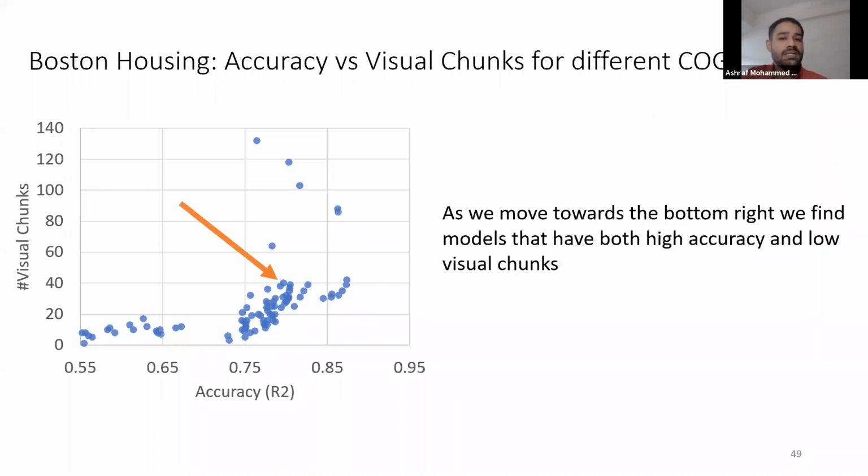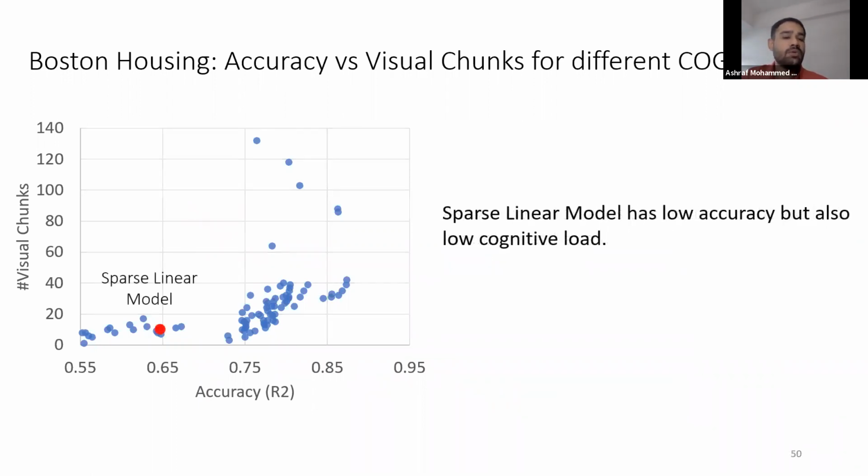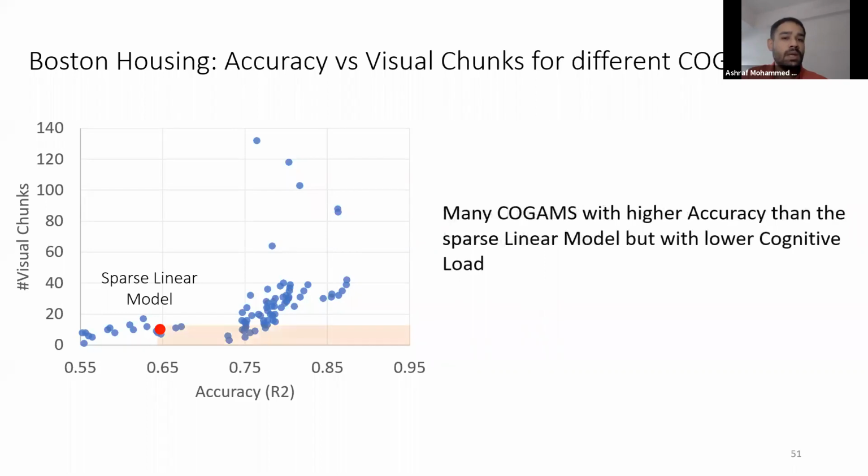What you will notice is that as we move towards the bottom right in this graph, we find models that have both high accuracy and low visual chunks. And if you were to find the sparse linear model, it's all the way towards the bottom left. As expected, it has low accuracy, but also low cognitive load. Interestingly, in this highlighted region, there are many COGAMs with higher accuracy than the sparse linear model, but with lower cognitive load.